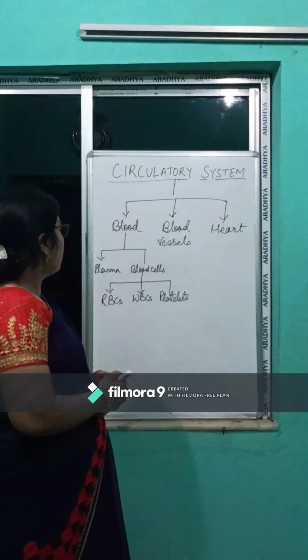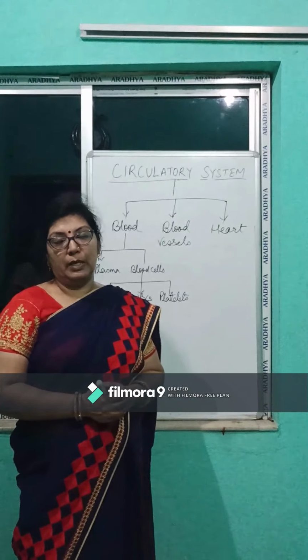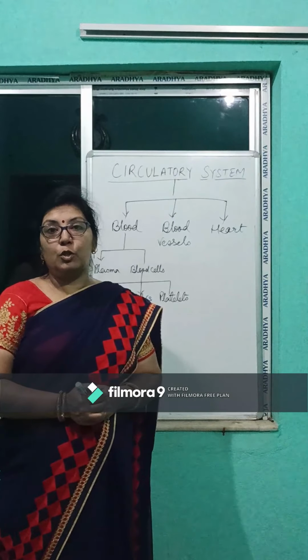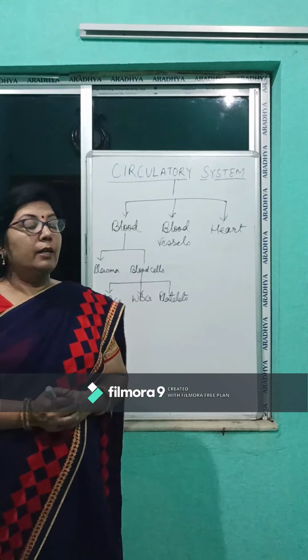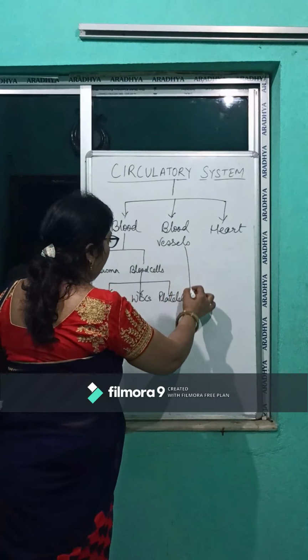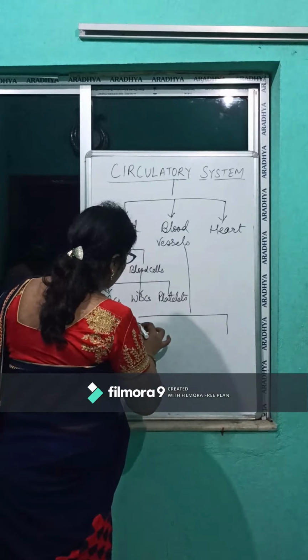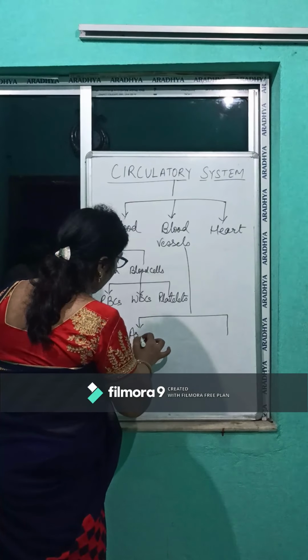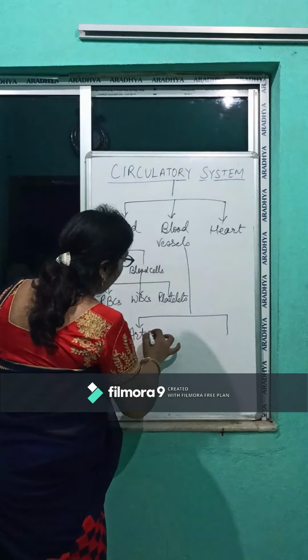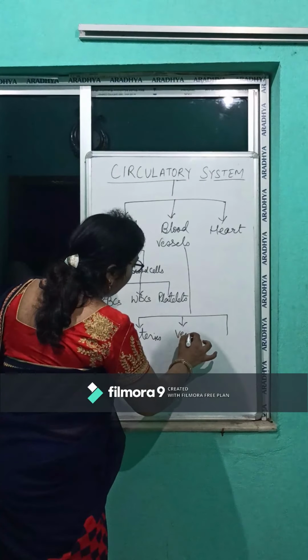Now let us discuss about the blood vessels. These are the tubes through which the blood flows. It has three parts, namely arteries, veins and capillaries.